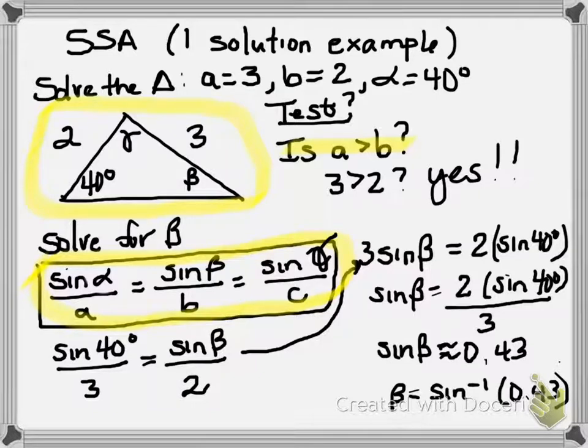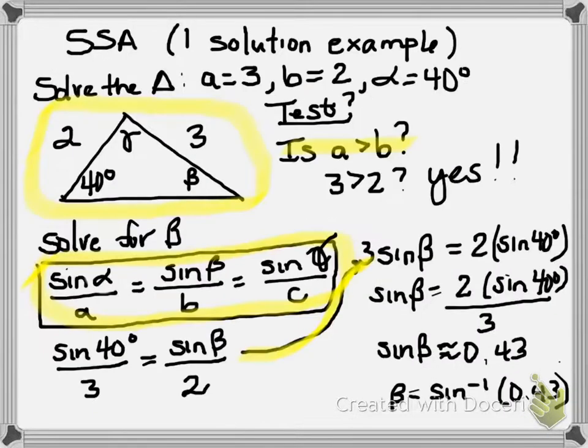Once I have that, I start to solve. 3 times sine beta is equal to 2 times sine of 40 degrees. Then sine beta equals 2 times sine of 40 degrees divided by 3, and sine of beta is approximately equal to 0.43. Now this is the sine of beta. I want beta, the actual angle measurement, so I have to use the inverse sine. I don't know if you all remember that when you're finding the measure of an angle, you have to use the inverse trig functions. So beta is equal to the inverse sine of 0.43, and then I will put that into my calculator.